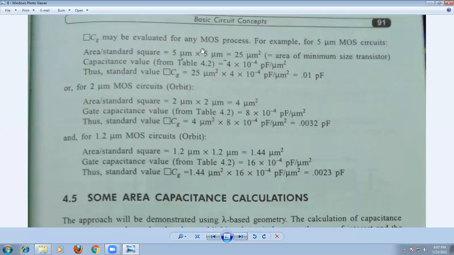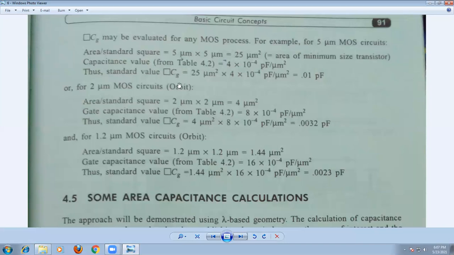Like this we can calculate 1 square Cz in each and every technology, once you know what type of technology we are going to use: 5 micrometer, 2 micrometer, 1.2 micrometer, or 0.2 micrometer technology. Because 1 square Cz is different for different technology, identifying those numbers is very difficult.